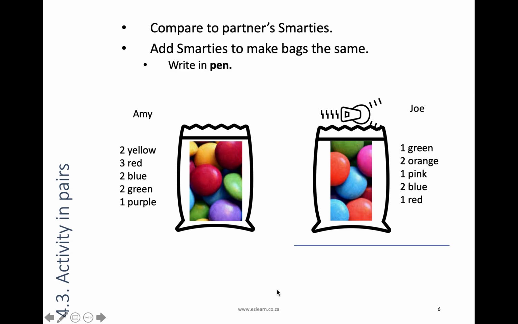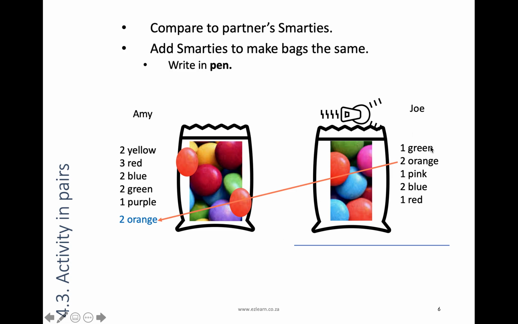What we're going to do now is add Smarties to each bag to make the bags exactly the same. And I want you to write these in pen. Notice that you can add into Amy's bag. However, Joe's bag is sealed, so you can't. But that's okay. You can just put them in a pile over here for Joe. Joe won't mind.